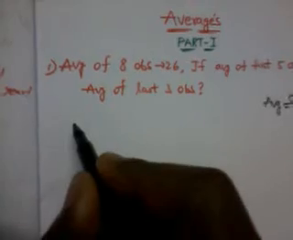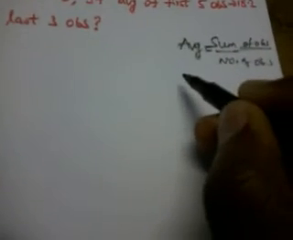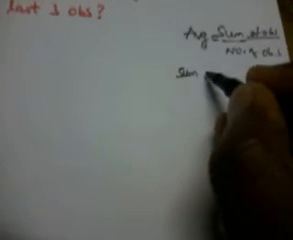Before that, I would like to explain one thing. Whenever you are asked to find the average, please take it in the form of sum of observations, because from the sum of observations we can easily find the solution. Sum of observations is equal to average into number of observations. Whenever you are asked to find average problems, please convert to the form of sum of observations.